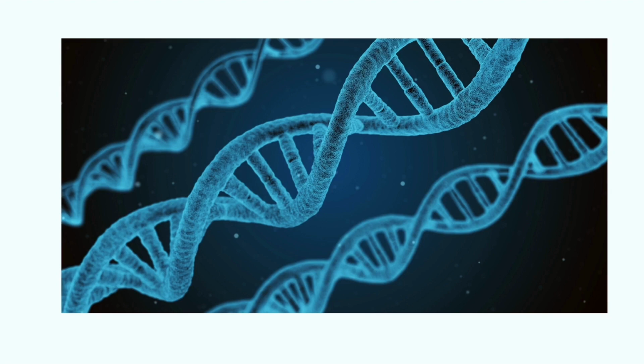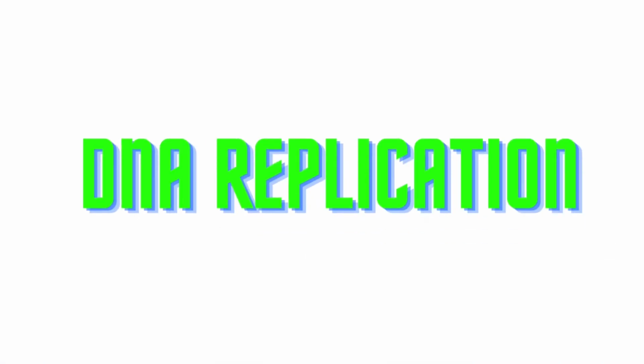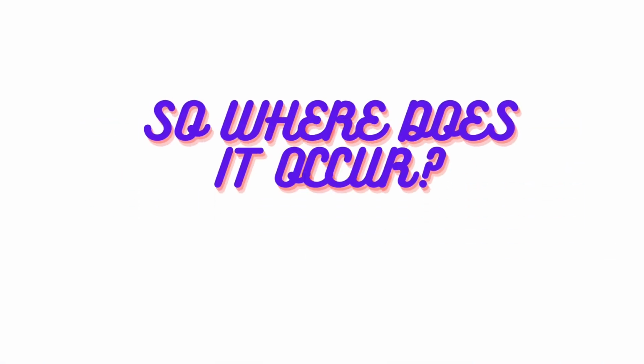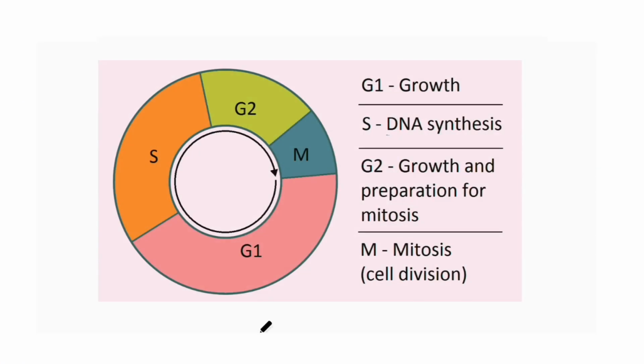So today let's discuss DNA replication. So, what's DNA? DNA is a condensed form of chromatin that wraps itself twice around a circular structure called a histone, causing a nucleosome. So, what is DNA replication and where does it really occur? It occurs in the S phase of the cell cycle.